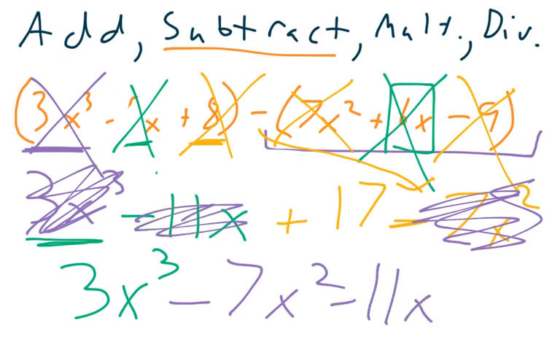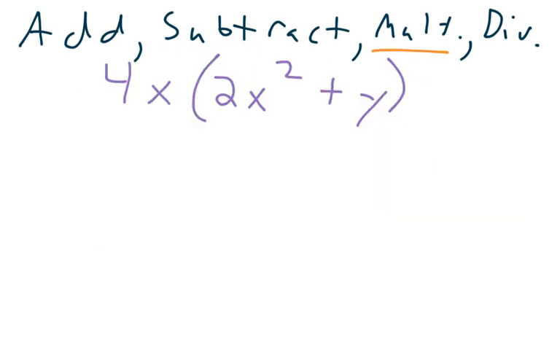And then I just bring down what I have left. That's a regular number, so I have a plus 17. So that's going to come on down. My answer is 3x to the third minus 7x squared minus 11x plus 17. So it's basically the exact same thing when we add or when we subtract them. We're just doing a different operation, but it has the exact same rules for either one that you're doing. Now, multiplying is a little bit different.